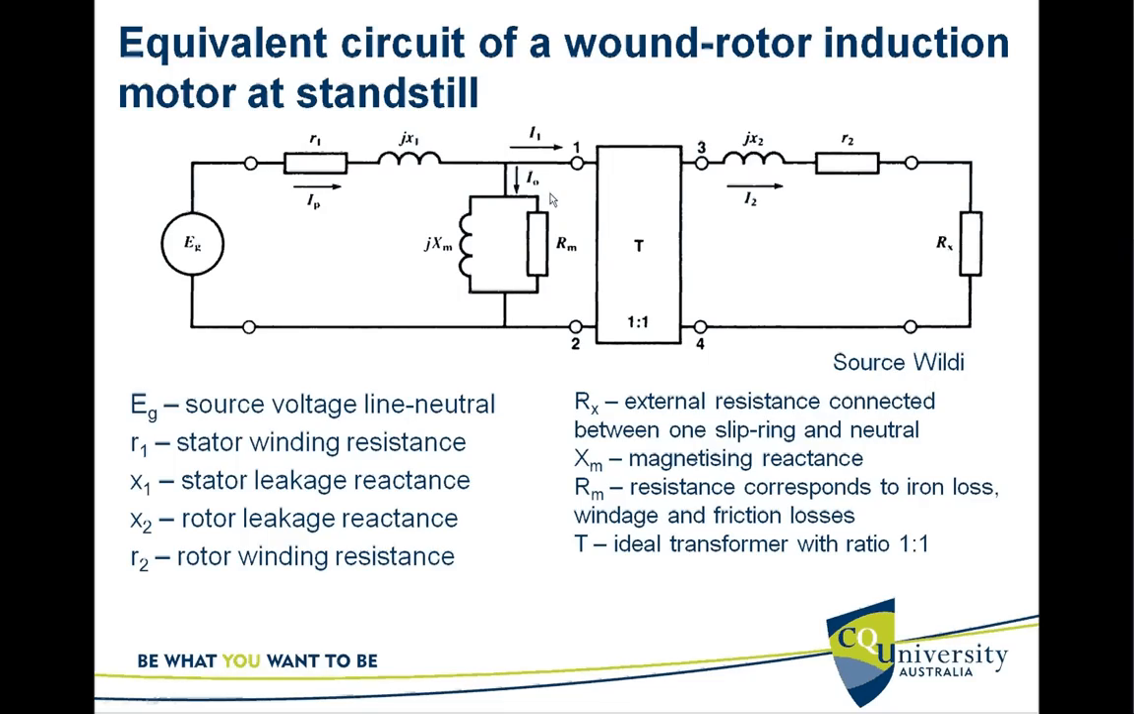And then we jump across to the stator side. On the stator side, we got Rm, this one resistance corresponds to iron loss. Sorry, I made a mistake. Rm is the resistance corresponding to the iron loss in the stator, and Xm is the magnetizing reactance of the stator winding, and jX1 of course is stator leakage reactance, and R1 is the stator winding resistance, and Eg is the source voltage line to neutral, that means phase voltage. So this is a per phase equivalent circuit for a three-phase induction motor.